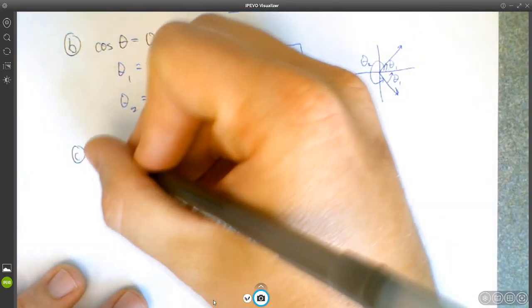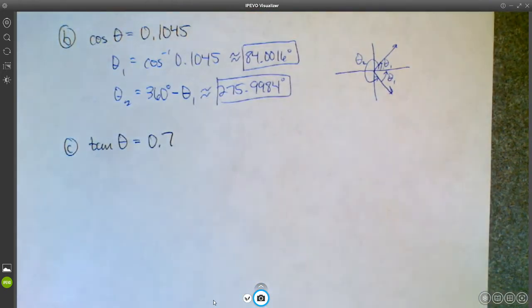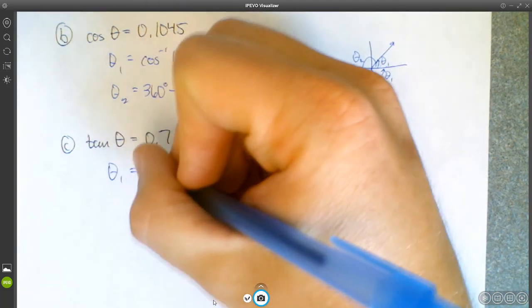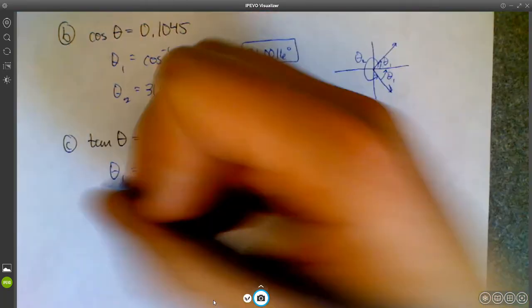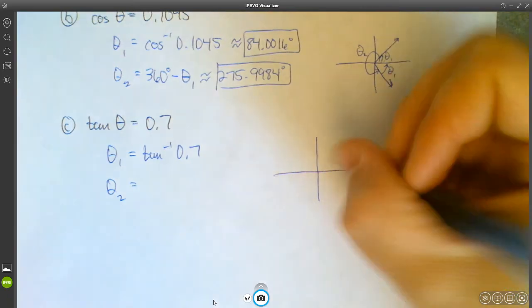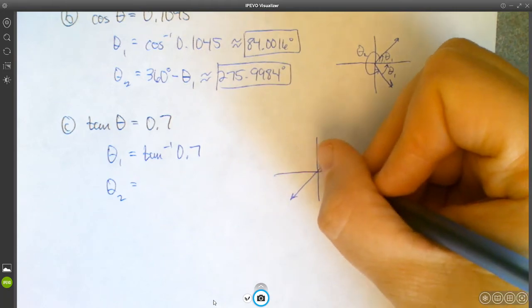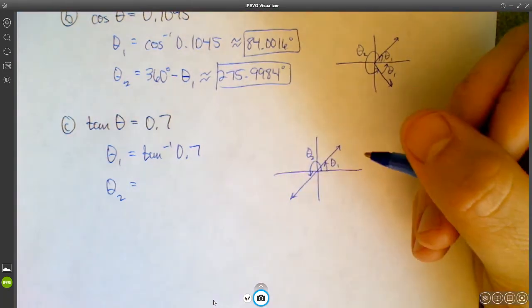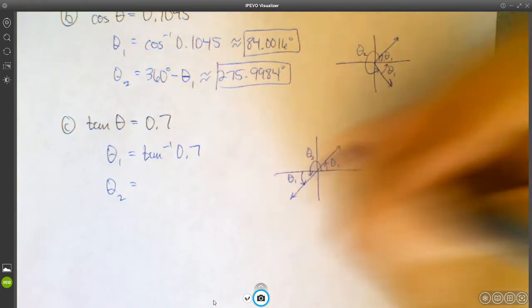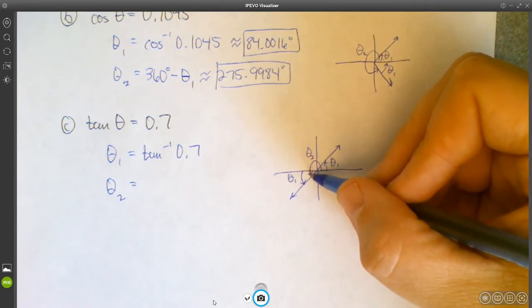Let's do tangent theta equals 0.7. So go ahead and give the video a pause, see if you can do that one. Okay, here I go. So obviously, theta 1 is going to be tangent inverse of 0.7. Theta 2, on the other hand, let's see how we would describe theta 2. Tangent is positive in quadrant 1 and in quadrant 3. We need the reference angle to be theta 1. So the question is, how do we describe theta 2? Well, it would be 180 degrees plus theta 1, right?